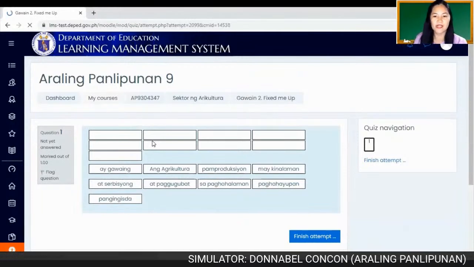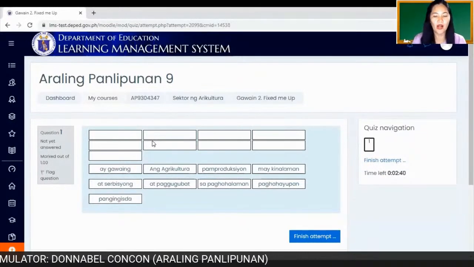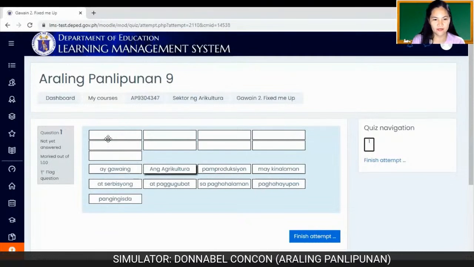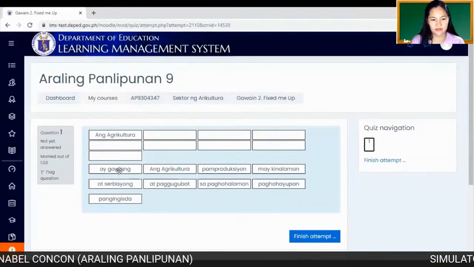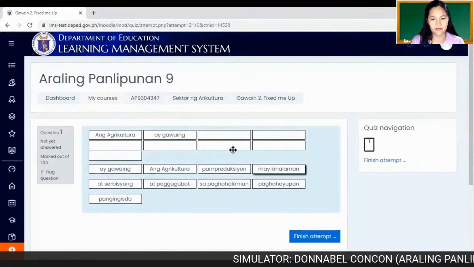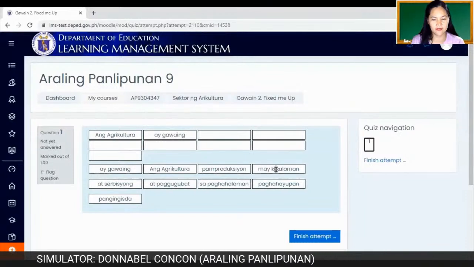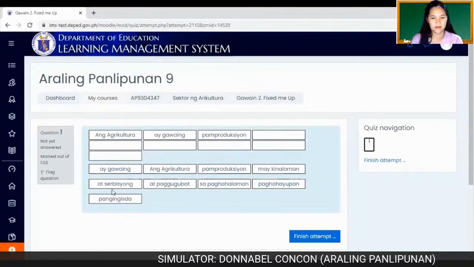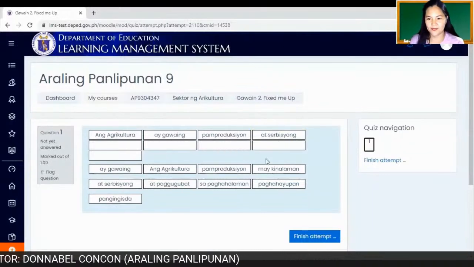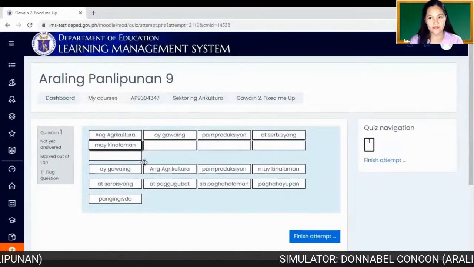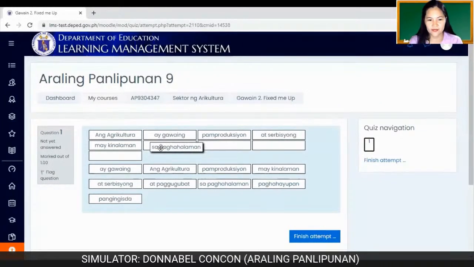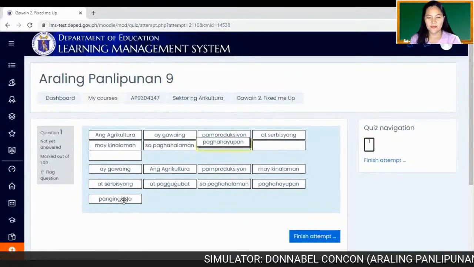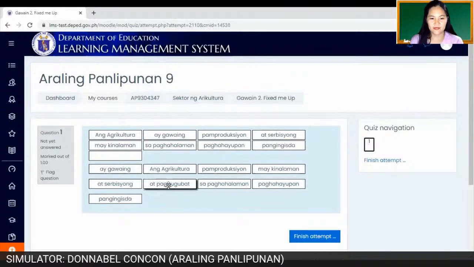Okay po. So, ayos mo ang mga salita upang mabuo ang kahulugan ng agrikultura. Okay, pwede mo nang simulan. Agrikultura ay gawaing may pamproduksyon. Yes. At serbisyong may kinalaman sa paghahalaman, paghahayupan, pangingisda, at paggugubat.